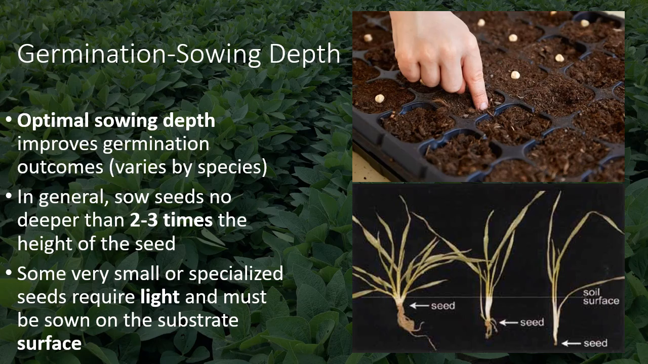Our second seed is planted about 6 times the depth of the seed, and we can see that we've got significantly poorer quality growth. The seed had to expend a lot more energy to get to the soil surface and start getting light for photosynthesis, which has put it behind.